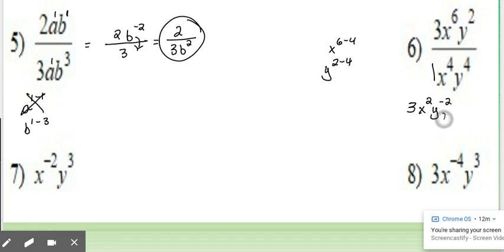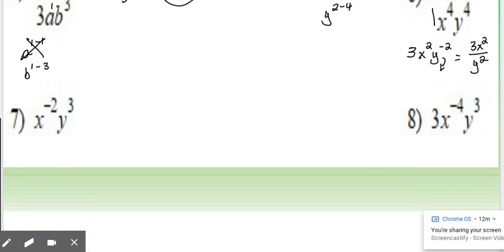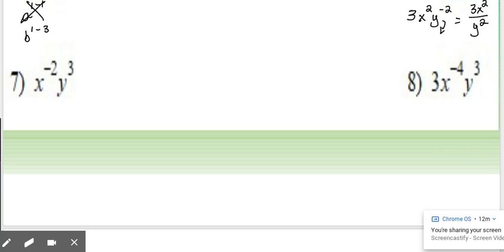Well, I have a negative exponent. I need to fix that. So I have 3x squared over y squared. Now 7 and 8, there was no work to be done, but I do have to fix the negative exponents. So that moves down, and I end up with y to the third over x squared.